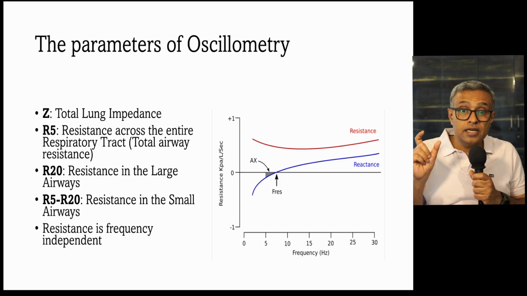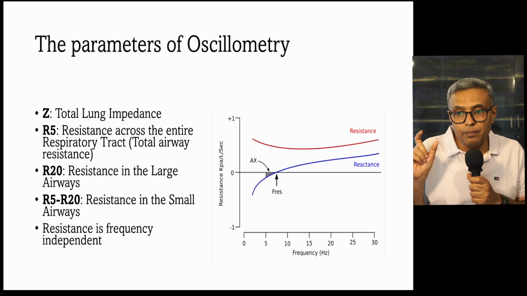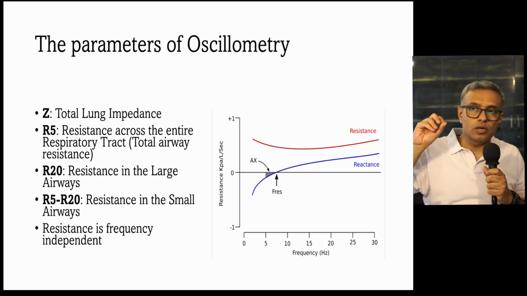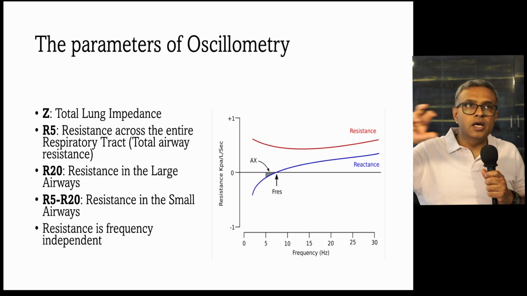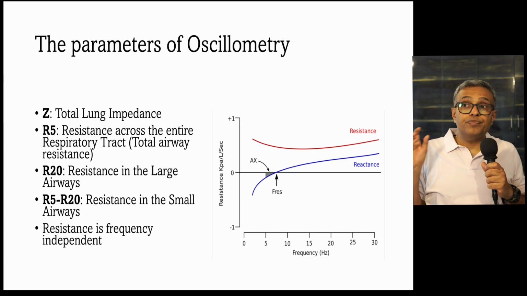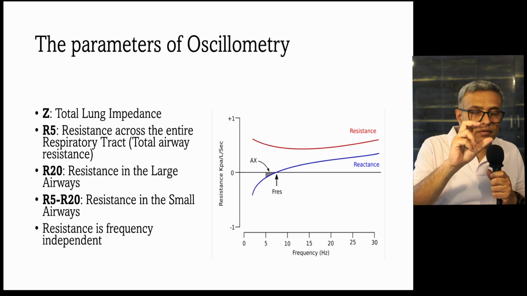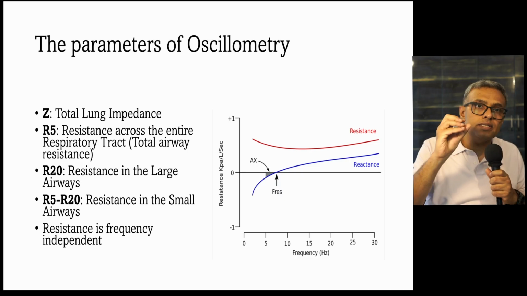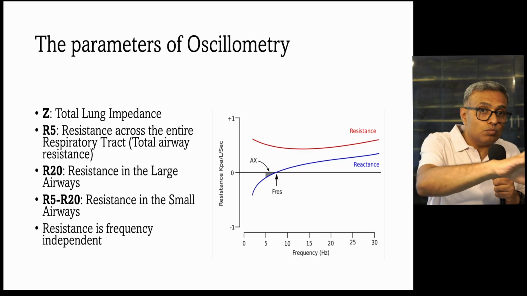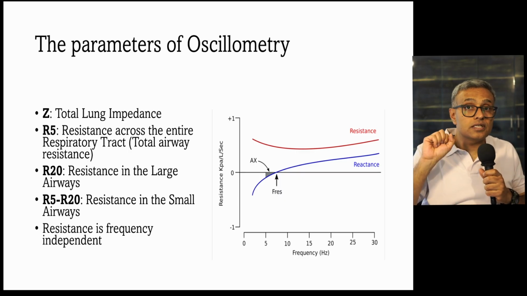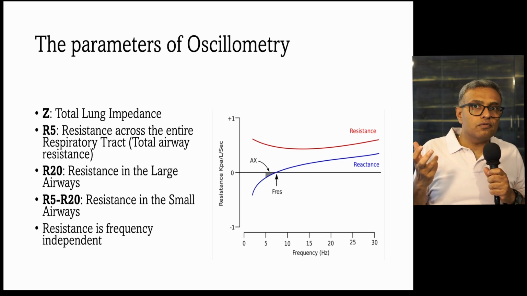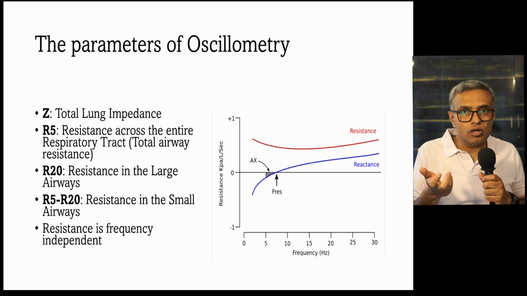And the resistance is frequency independent, whether you are measuring at 5 or 12 or 17 or 25 or 35. The R number just doesn't change much. If there is a problem at a particular level, for instance, you have R20 increase, the resistance is mostly at the upper airways. If the resistance is more at the R5 levels, the resistance is more at the peripheral airways. So the difference of that will help us understand where the pathology of the lung is.